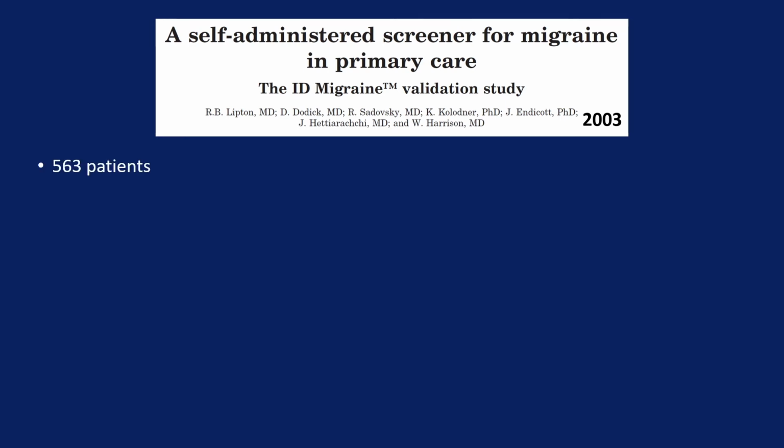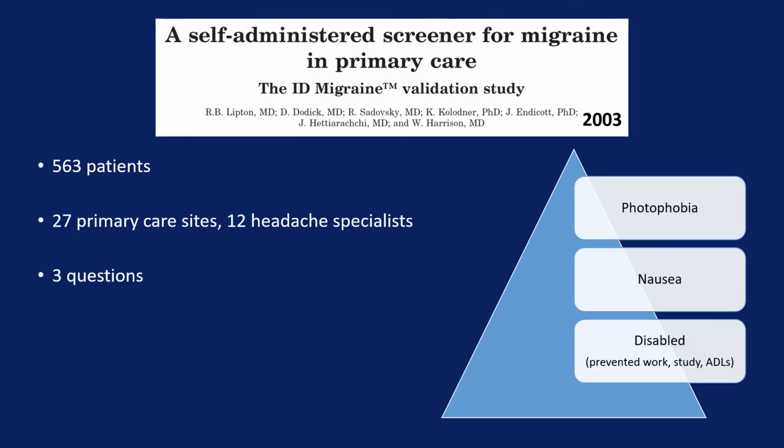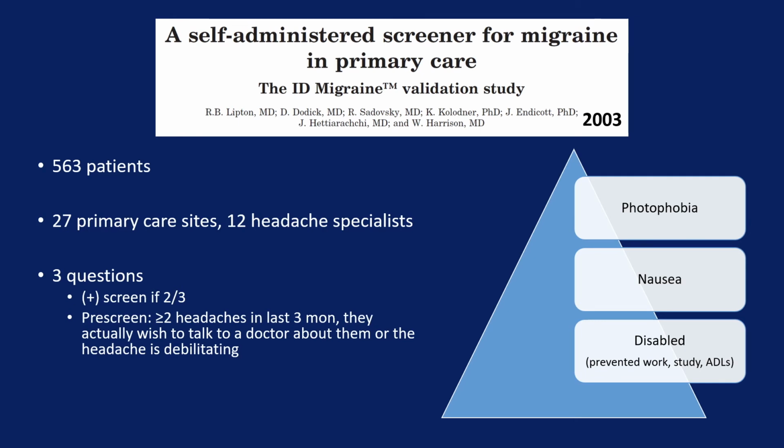This study, 2003, looked at 563 patients, 27 primary care sites, including 12 headache specialists. Three simple questions were predictive, okay? You have a positive screen if you have 2 out of 3. Now, in the study, you had to meet pre-screening criteria, which basically was, do these really bother you? Did they have greater than 2 headaches in the last 3 months that they would ask doctors about? And then this screen came into play.